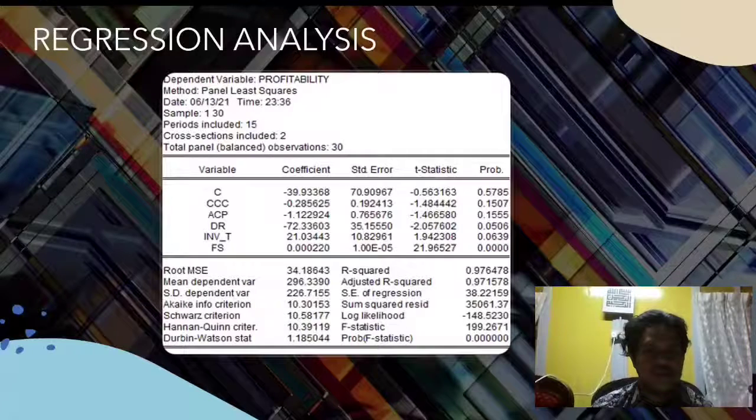Next, we go to the average collection period. Okay, the result shows that there is a negative relationship between average collection period and profitability. According to Vorel, Sockman and Chenena in 2012, they found no link between average collection period and profitability. Therefore, the null hypothesis should be rejected since there is no significant relationship between average collection period and profitability.